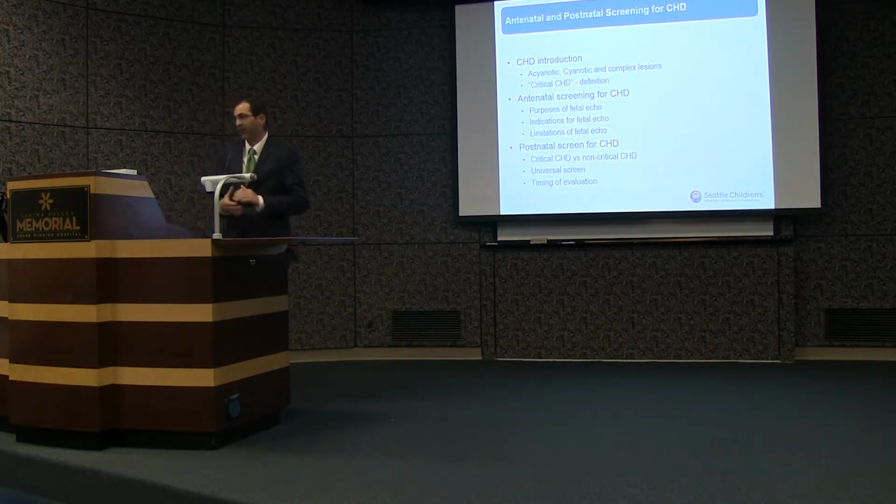So just as an outline for our discussion today, we'll talk very generally about congenital heart disease and the specific lesions that we see. So we'll talk about the acyanotic lesions, the cyanotic, and some of the more complex lesions, and specifically about critical congenital heart disease, what that means, because that's really the most important part of the whole screening process. And I'll explain why that is.